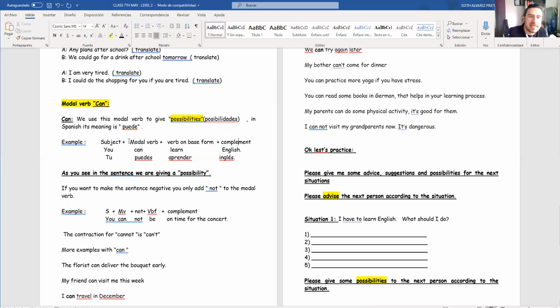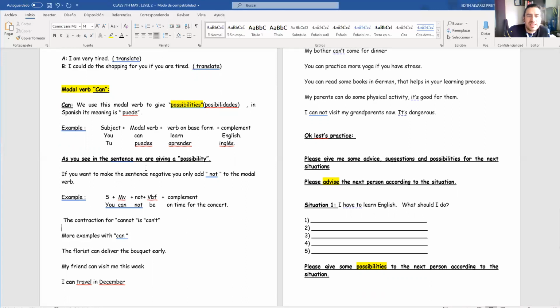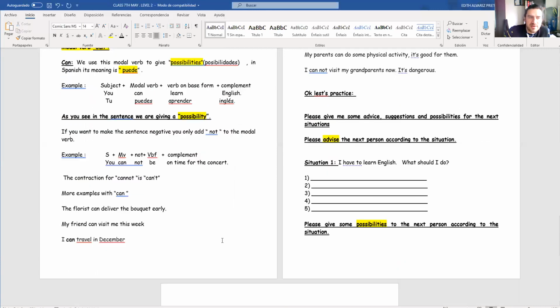Okay, example, you can learn English. Posibilidad, ¿no? Tú puedes aprender inglés. You can learn English, guys. That's the point, all right? Okay, as you see in the sentence, we are giving a possibility. Olvidé acá subrayarles eso. We are giving a possibility. Estamos dando una posibilidad, ¿no?